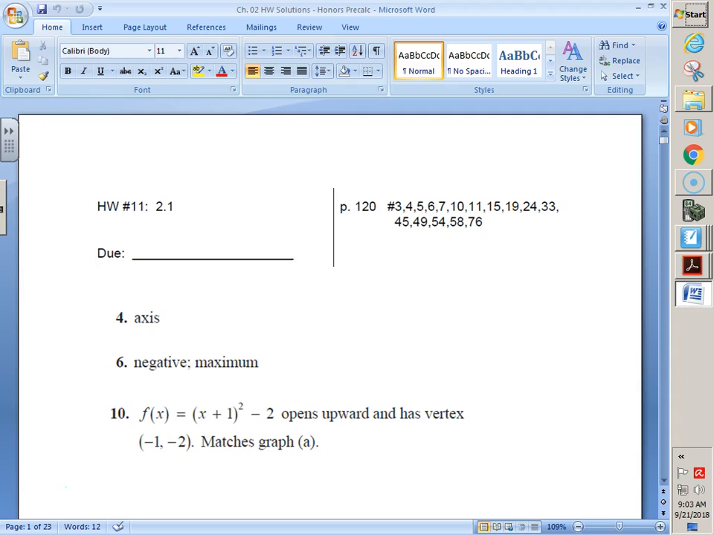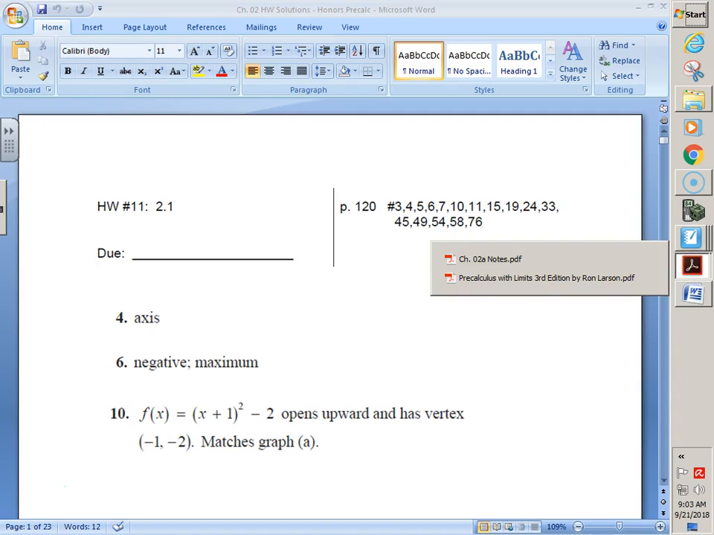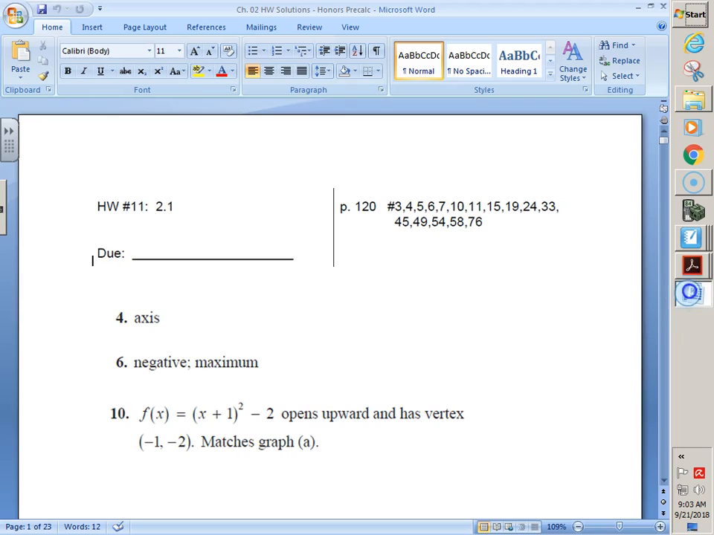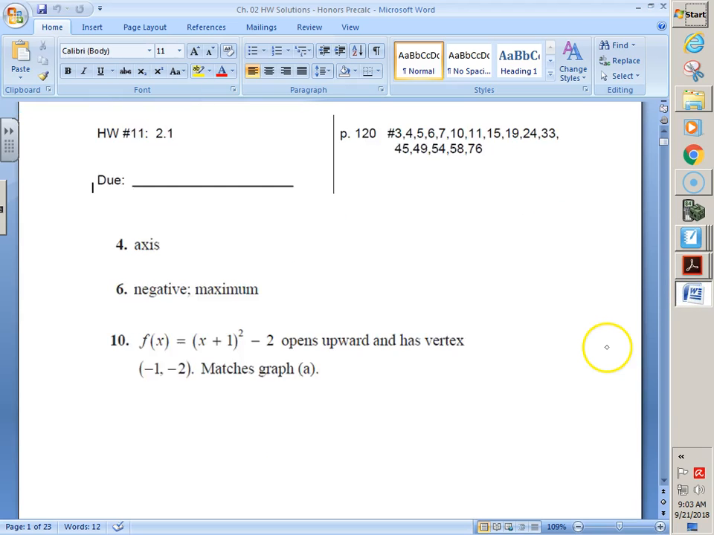So here we go, section 2.1. I think I have my book open and ready. Do I? Do I? Yes, I do. Perfect. All right, here we go. 2.1, number 4 should be axis. Was that the axis of symmetry? Is that what they were talking about? I need to put this marker down, or I'm going to write on my smartboard. It's going to be bad news.